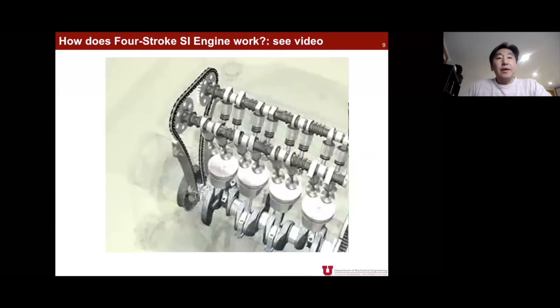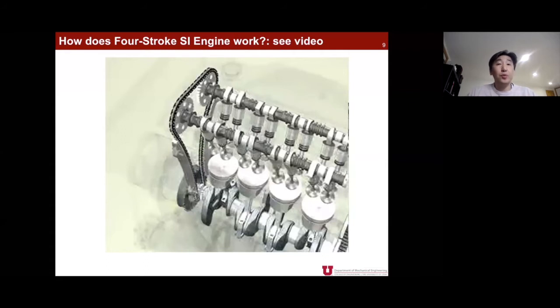Okay, then how does a spark ignition engine run? That is the next question. There are two types of SI engines. The first type is the four-stroke SI engine, and the other one is the two-stroke SI engine.